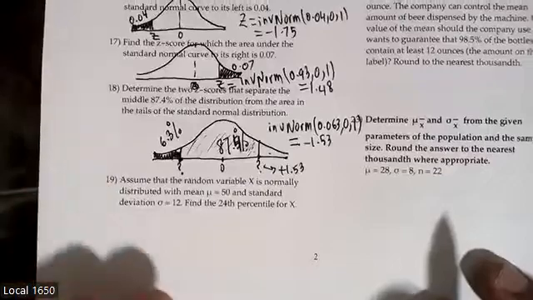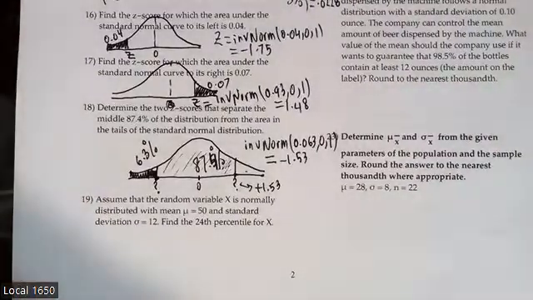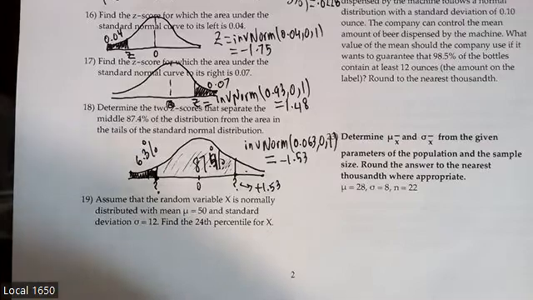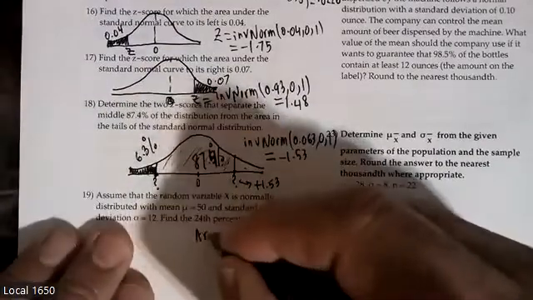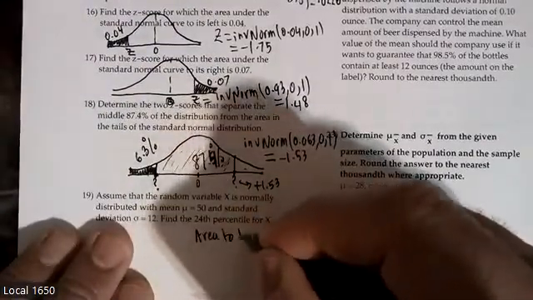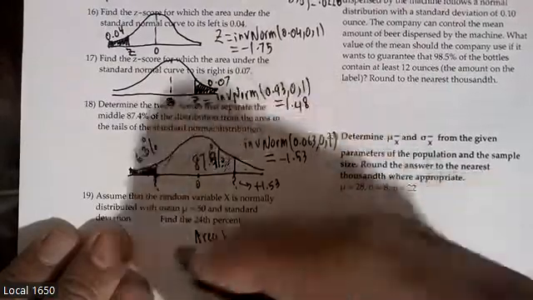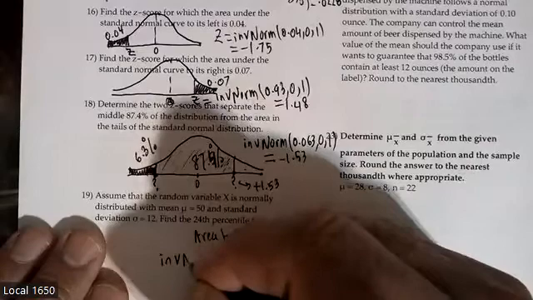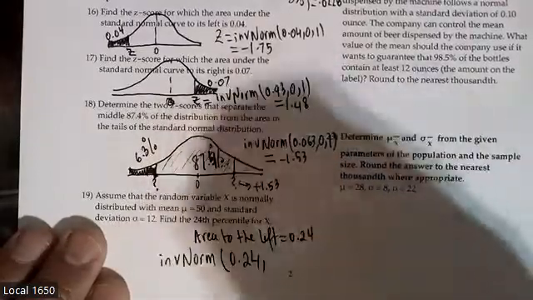All right, 19. Assume a random variable x is normally distributed with a mean of 50 and standard deviation of 12. Find the 24th percentile. 24th percentile, guys, means area to the left is 24%. So you just go to inverse norm and put this area. When it is to the left, you just put it as is.